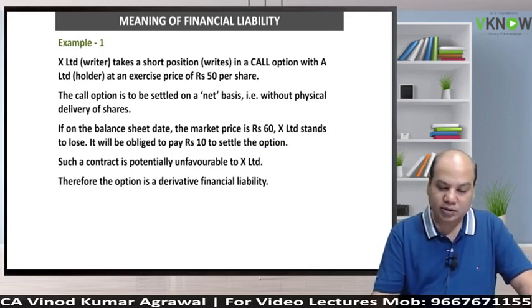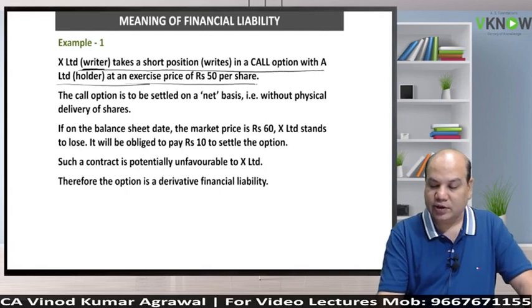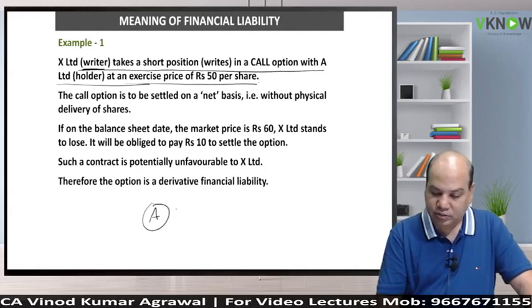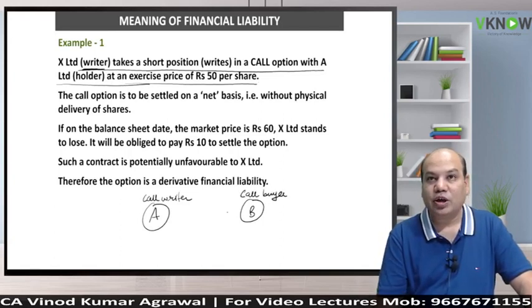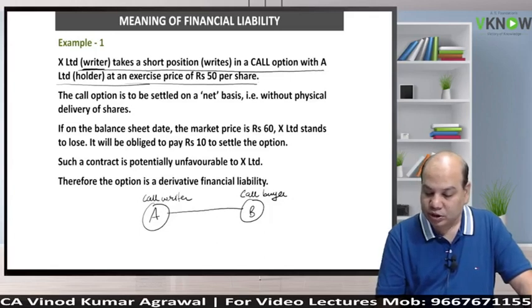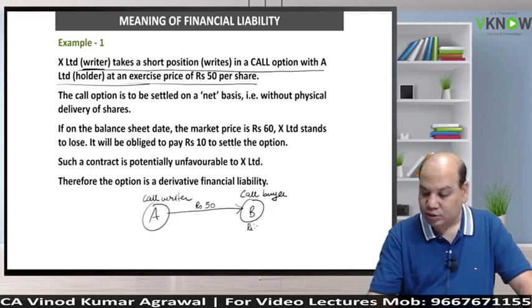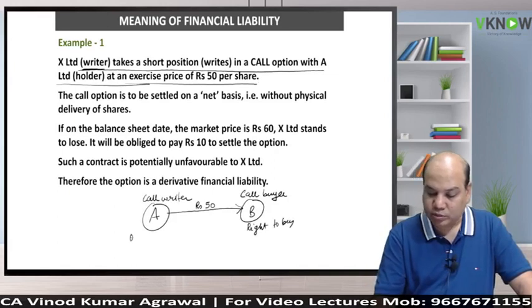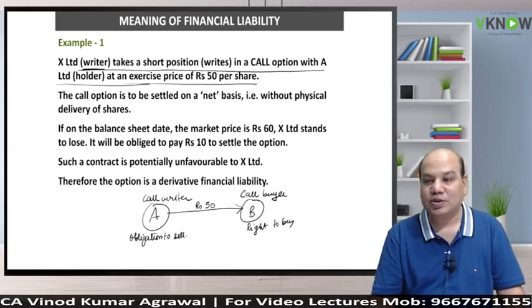One example is X Limited, a writer. The writer takes a short position in a call option with a holder at an exercise price of 50 rupees. So suppose A is the call writer and B is the call buyer. Mr. A has entered into a contract with Mr. B. What is the contract? The contract is that A will deliver 1 share at 50 rupees. B has a right to buy and A has an obligation to sell. That is called a call option. You are under an obligation to deliver at 50 rupees. B has a right to buy the share at 50 rupees.